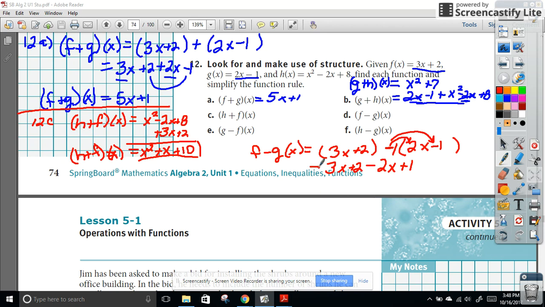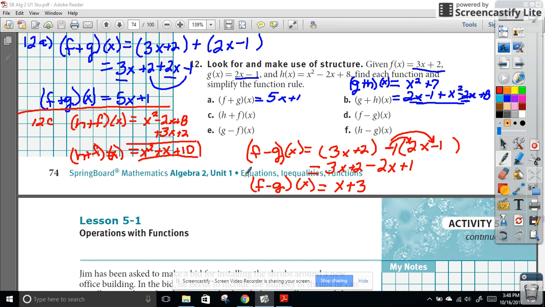Okay, and now we have like terms to combine. 3x minus 2x, that gives me 1x. +2 and a +1, that gives me 3. And that is the answer to f minus g of x.